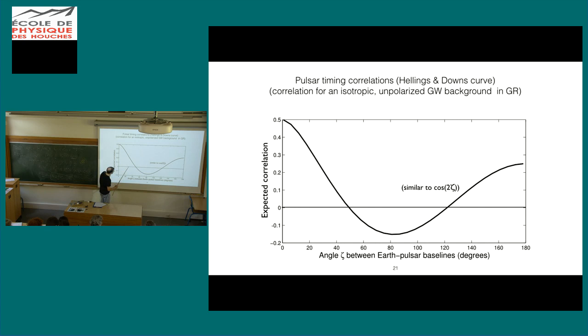This is called the Hellings and Downs curve, named after the two people who first wrote this down in 1983. It's qualitatively similar to a cosine of 2 zeta, where zeta is the angle between the two Earth-pulsar baselines. This 2 zeta dependence basically comes from the quadrupolar nature of the gravitational waves.